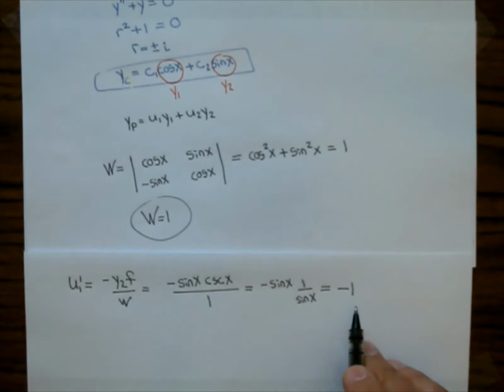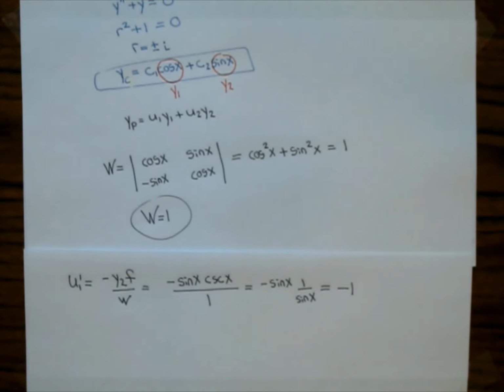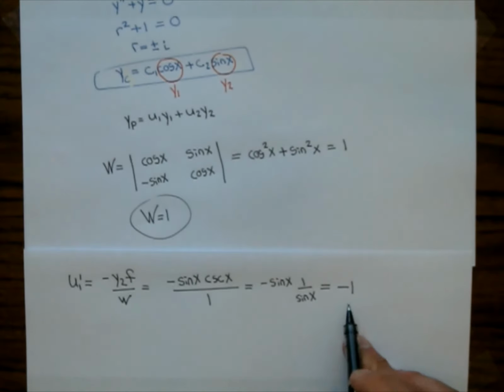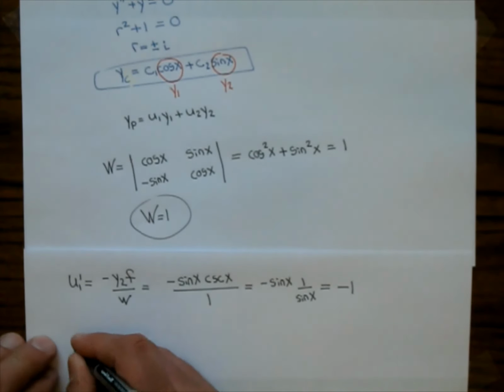That's not always going to be the case. I know u1 prime in the last problem equaled negative 1 too. Yeah, I should look at my problems before I do them. That's not always going to happen. So do your homework and you'll see that u1 prime will sometimes equal other things. Most likely.